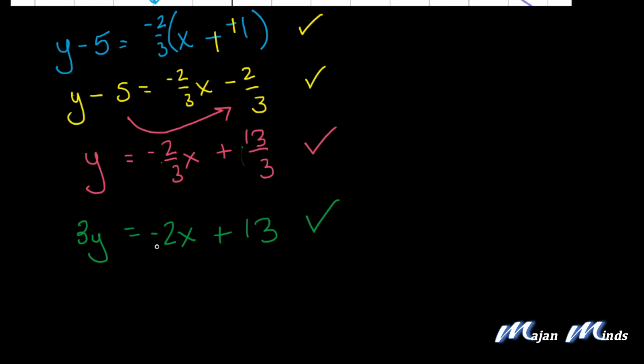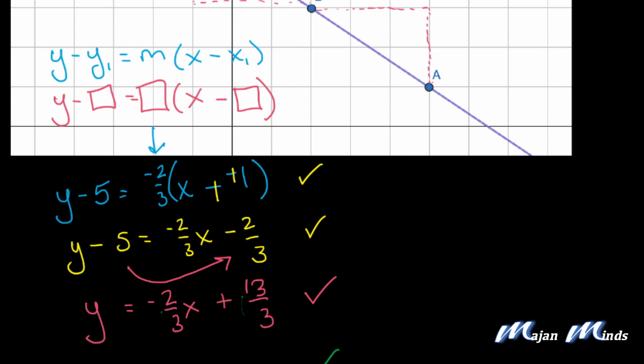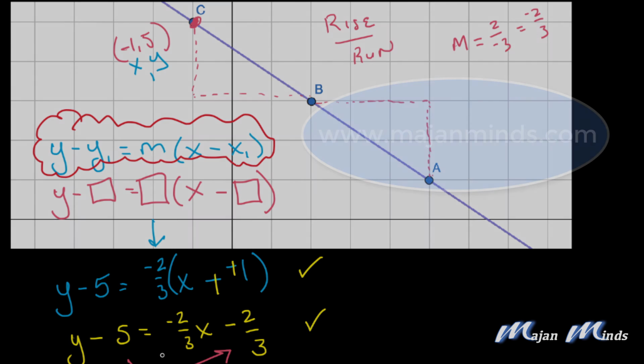So I'm trying to show you there's lots of different ways we could write this. And in fact, if we wanted to, we could move this 2x over there, and we would have 3y plus 2x equals 13. And I could keep going. There's more and more ways to write these equations. It just depends on the question how you will write yours. Most important thing you need to see: for all linear equations, if you have this form, you can just plug in the gradient, an x and a y, and you will get an equation of that line.